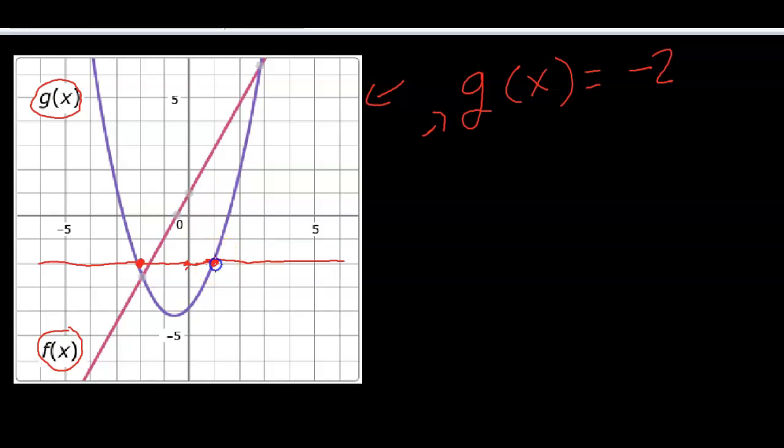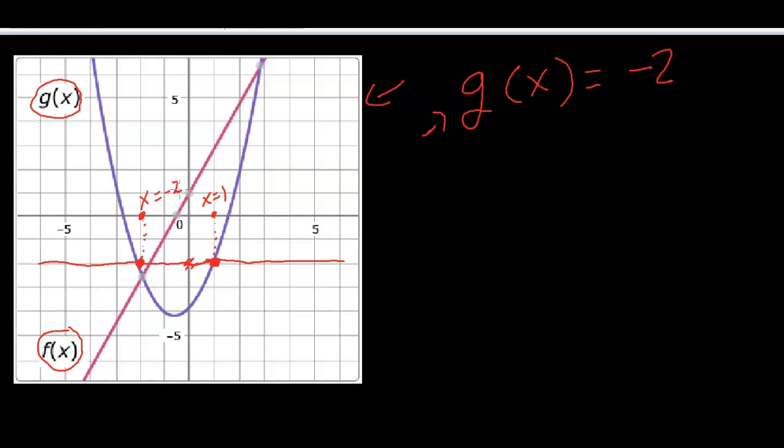So at this point here, this is the point on g of x that has a y-coordinate of -2, which means it's the point that has an output value of -2. This point on the graph of g of x also has a y-coordinate of -2 right here, which means it has an output of -2. So let's look up from there to see what is the x-coordinate of each point. Right here, this x-coordinate is +1, and this x-coordinate is -2.